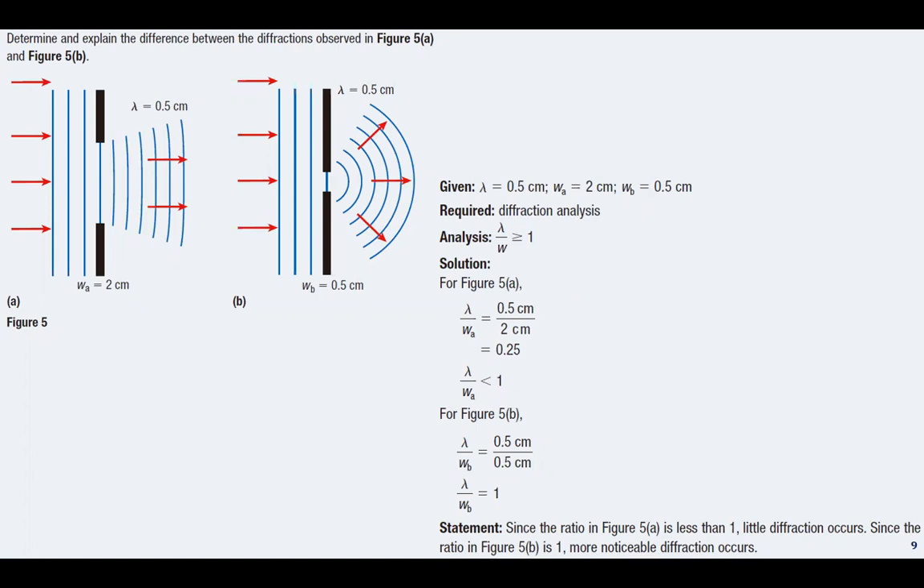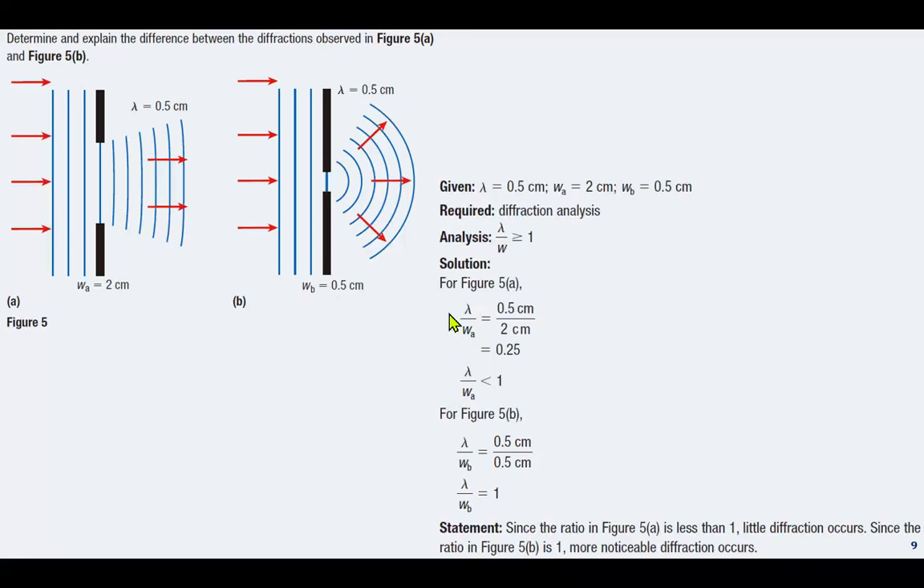Therefore, we can see the ratio between the wavelength and the width of the opening is less than 1. On the other hand, for figure 5b, if you find the ratio between the wavelength and the width of the opening, that number is 1, right? Since the ratio in figure 5a is less than 1, little diffraction occurs. Since the ratio in figure 5b is 1, more noticeable diffraction occurs. So that's the difference between these two cases.